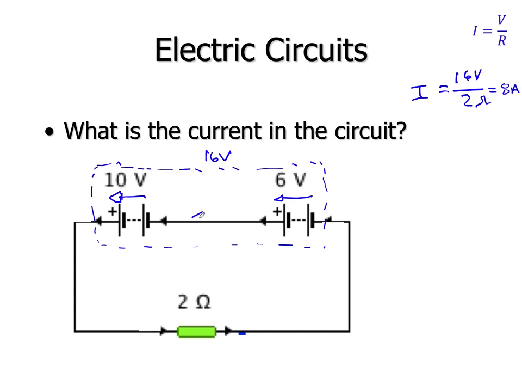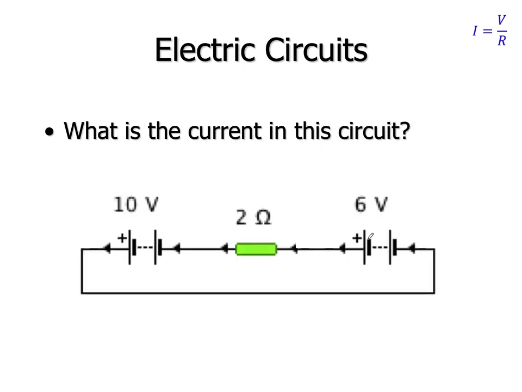And yes, 8 amps is flowing through this portion right here. Yes, it's flowing out over here. Yes, it's flowing back over here. It's 8 amps at every single point in the circuit. For those of you who are wondering, well, let's save that thought for a little bit.